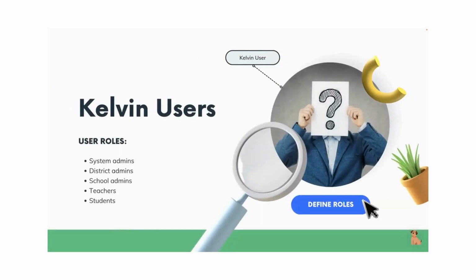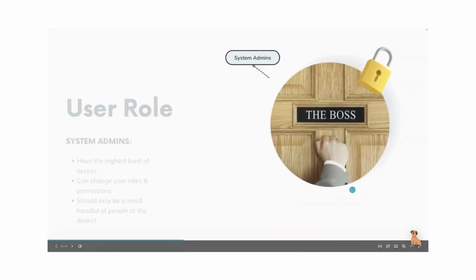Okay, so before we can talk about the tools and reports available to system admins, we wanted to take a moment to explain the various user roles in your Kelvin site. You'll see a list here of these user roles, and if you've been with us for a couple of years or maybe even a few months, you probably recognize system admins, district admins, school admins, teachers, and students. But let's take a moment to define each of those roles, starting with the system admins.